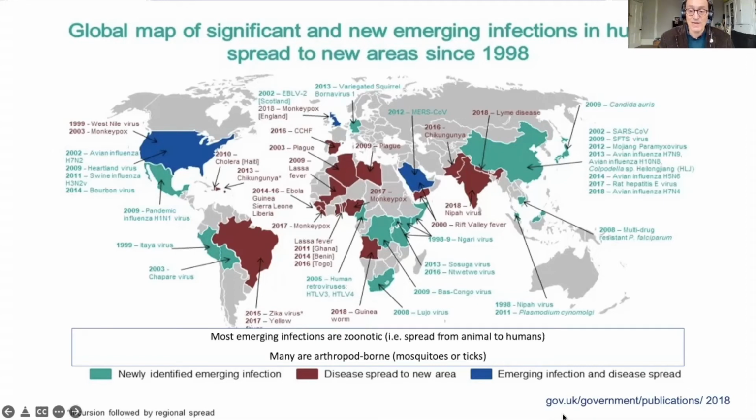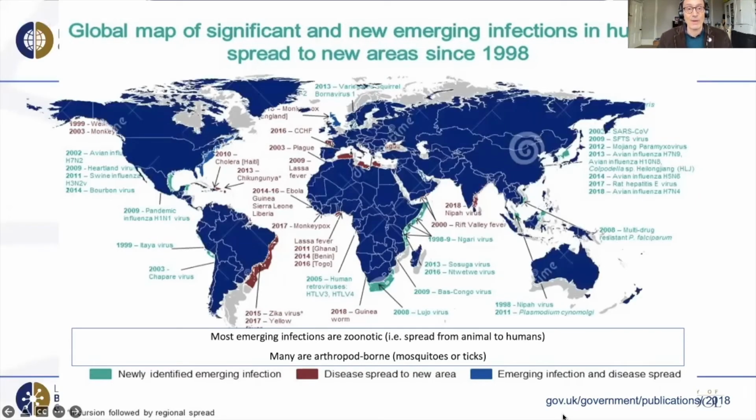And of course, this was 2018. At the end of 2019, we might have put this little blue spot in Wuhan. And by now, the map should really look like this if we wanted to cover COVID-19.